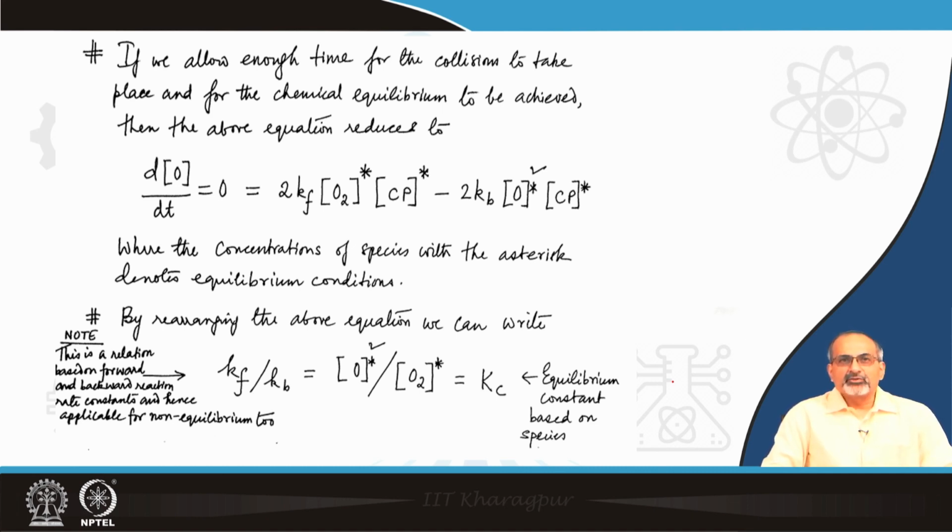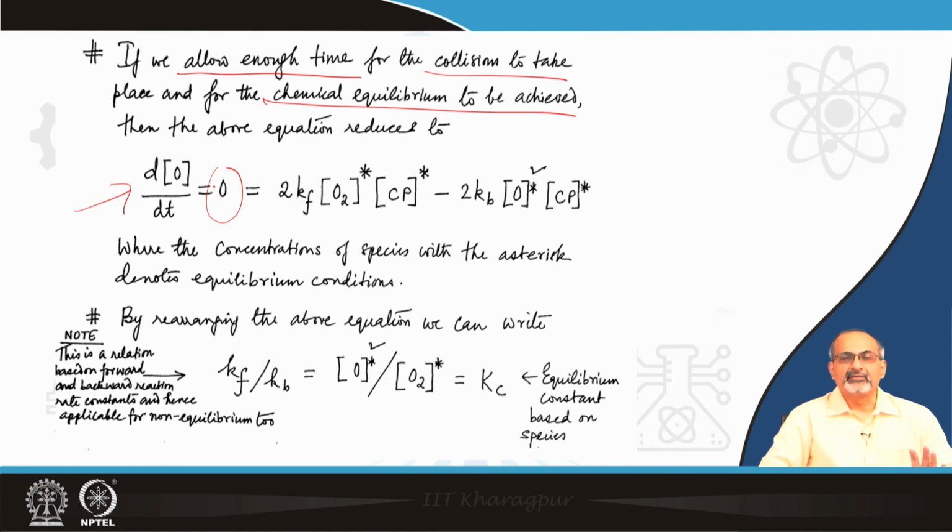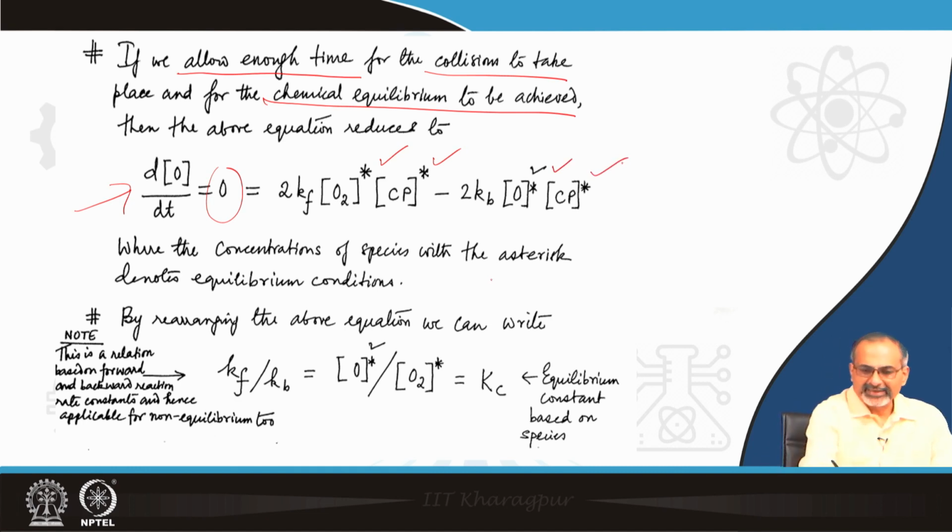If we try to connect the situation with an equilibrium situation, then we need to allow enough time for the collisions to take place and for the chemical equilibrium to be actually achieved, and then the rate equation essentially ends up getting a 0 value, because the rates of the forward and the backward ones exactly balance each other, and then we have the perfect equilibrium concentrations of the reactants and products indicated with asterisk sign in the superscript.